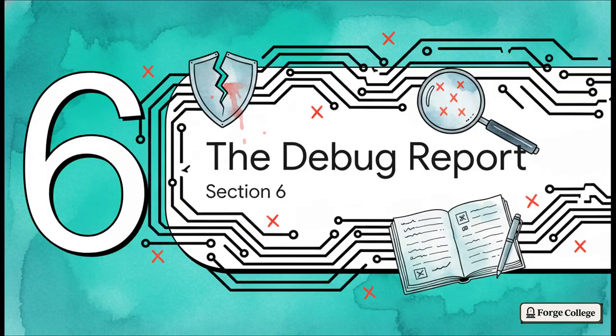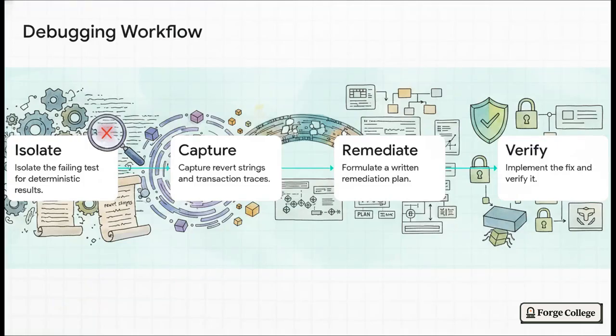And that brings us to our final stop, Section 6, the debug report. Okay, so what actually happens when our safety drill uncovers a vulnerability? When a test flashes red, you definitely don't just blindly start tweaking the code. You act like a professional engineer, and you write up an incident report. Having a structured workflow like this is literally what saves developers from just endlessly guessing.